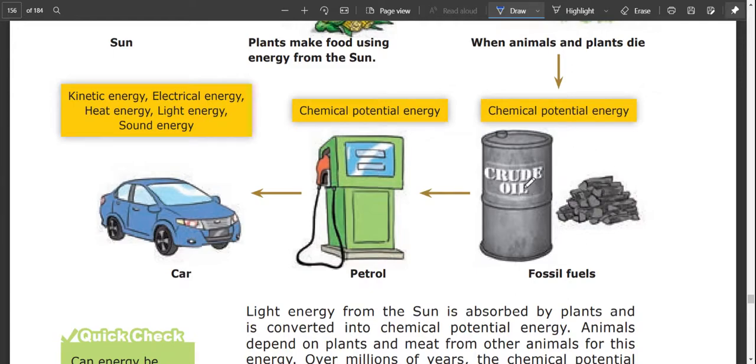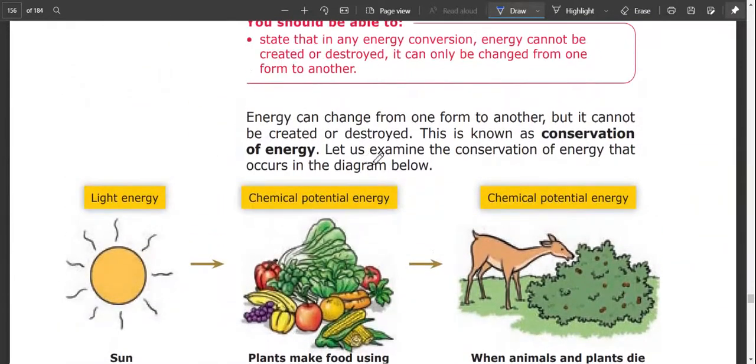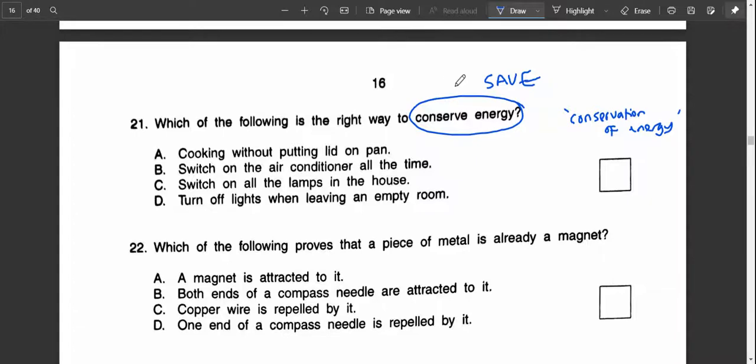And when we burn these fossil fuels as petrol, the chemical potential energy will be released again and be transformed into kinetic energy, electrical energy, and whatever energy used, and this energy will be transformed again. So it cannot be created or destroyed. It can only be transformed or changed from one form to another. So do not get mixed up with the question that we're doing, which is how to conserve energy, which means how to save energy. So let's have a look.